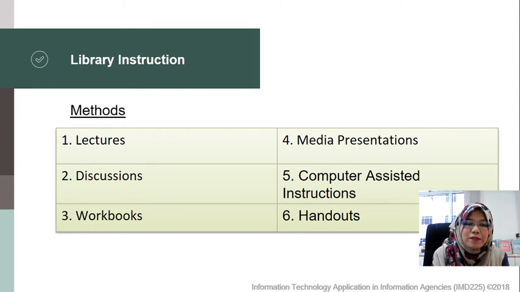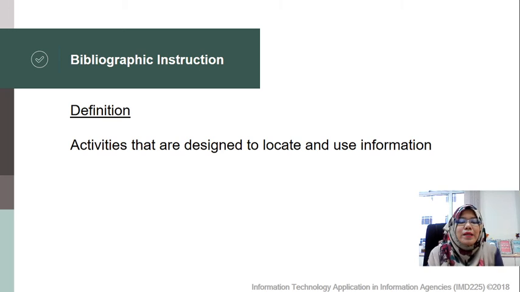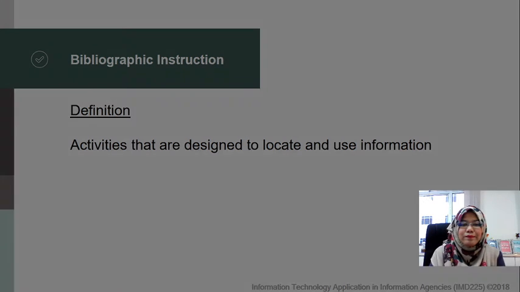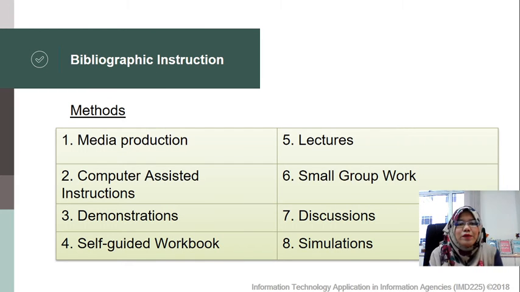The methods of library instruction include lectures, discussions, workbooks, media presentations, computer assisted instruction, and also handouts. Next is bibliographic instruction, which is the activities that are designed to locate and use information. The methods used for bibliographic instruction are media production, computer assisted instruction, demonstration, self-guided workbook, lectures, small group work, discussion, and also simulation.